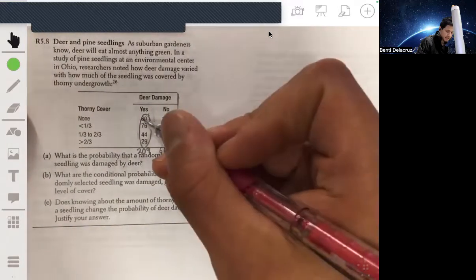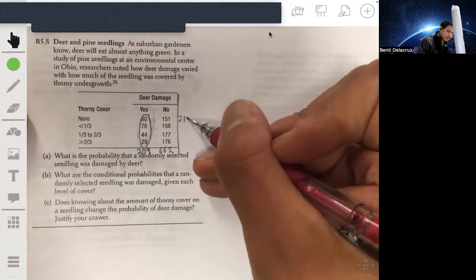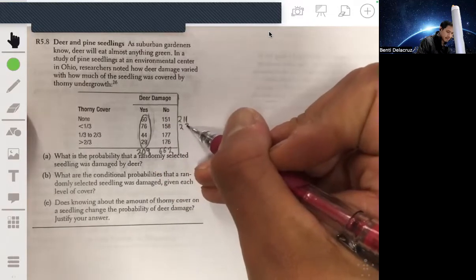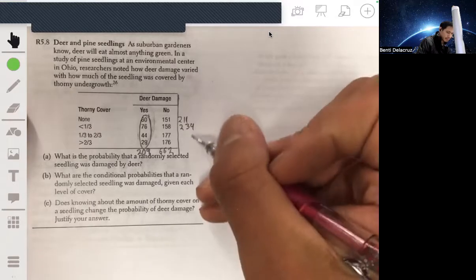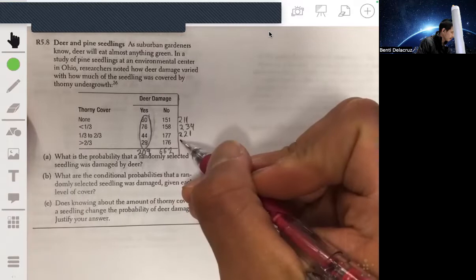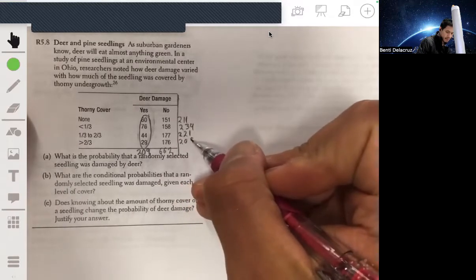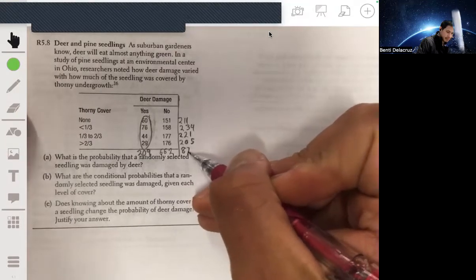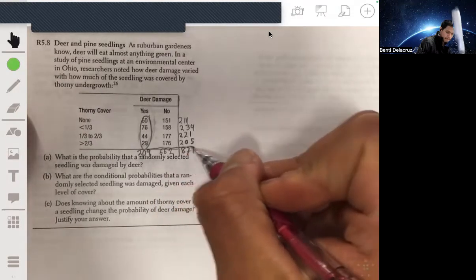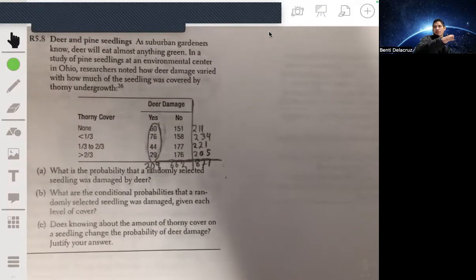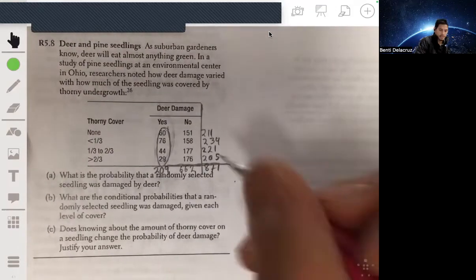These ones across: 151, 211. These two values, 234, 221, and then 205. And the overall total is 871. Zoom in, that's a little easier to see. So 871.